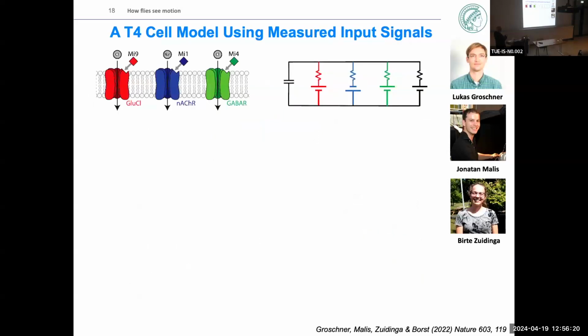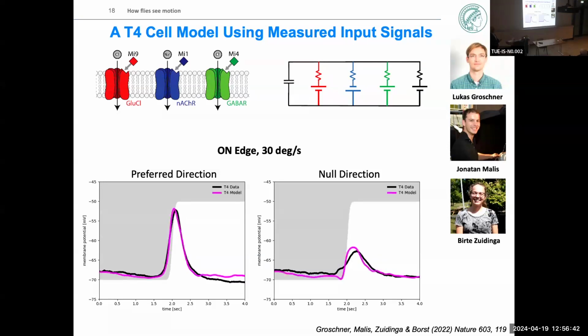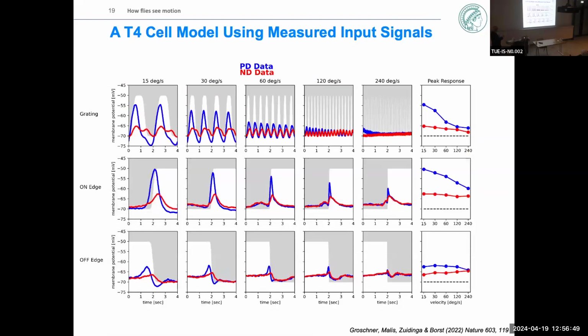And so now, knowing all the signals, we could build a T4 cell model using these measured input signals based on the conductances and everything. And these are the experimental data for preferred direction, null direction at 15 degrees per second. And this is what the model response looks like. The same thing for 30 degrees. Again, this is what the model looks like. And now for a full data set for gratings moving at 5 different velocities, on-edge motion, off-edge motion.